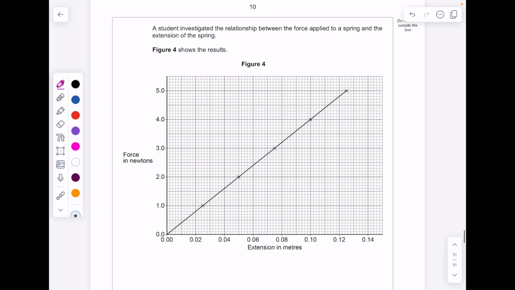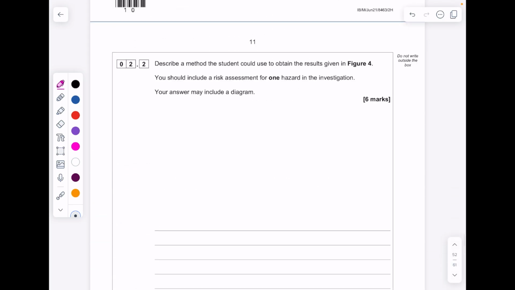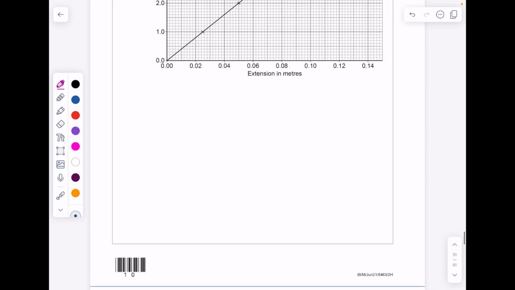A student investigated the relationship between the force applied to a spring and the extension of the spring. Figure 4 shows the results. Describe a method the student could use to obtain the results given in Figure 4. You should include a risk assessment for one hazard in the investigation. Your answer may include a diagram.